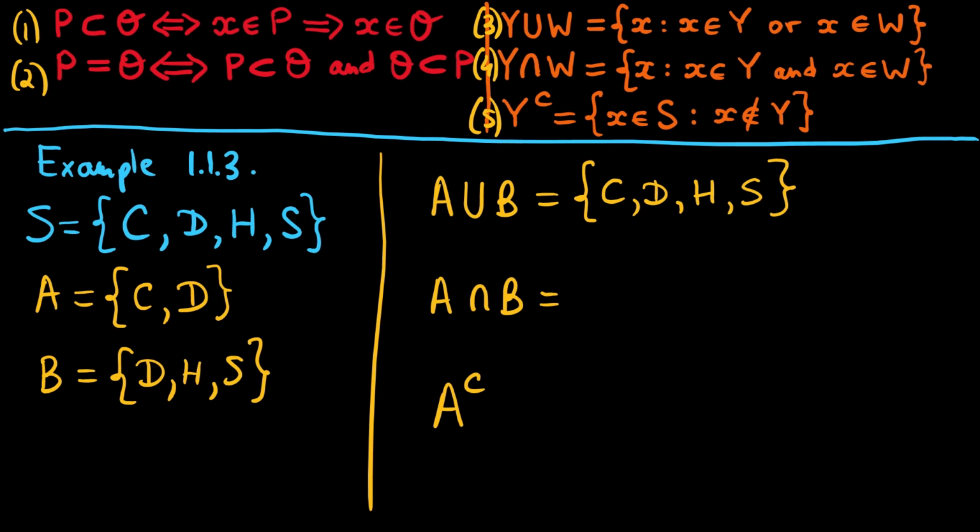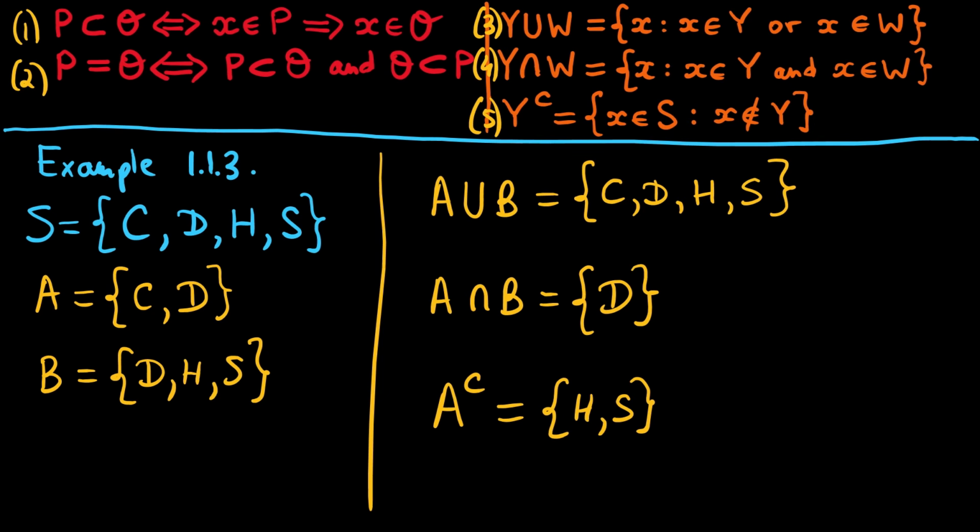A intersection B will consist of the elements that are in both A and B, and that's just D. And the complement of A will consist of the elements in the sample space that are not in A. What's in A: C and D. So what's in the sample space that's not in A is just H and S.